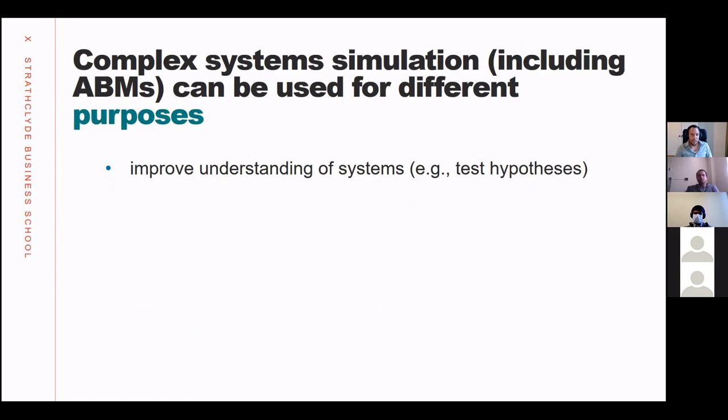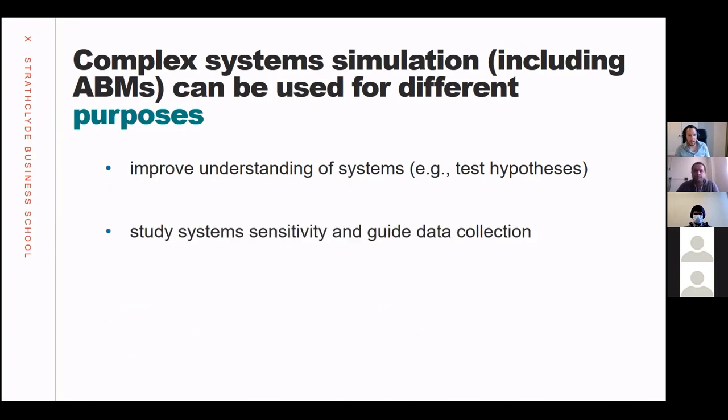So complex systems simulations, including agent-based models, can be used for different purposes, right? Agent-based models are part of complex system simulations, and they can be used to improve our understanding of systems, to test some hypotheses about how things work in these systems. They can be used to study sensitivity and guide data collection, right? So similarly to other types of modeling frameworks, we can use an agent-based model to try to understand, all right, what parameters of my model are important, and that can help us guide our data collection.